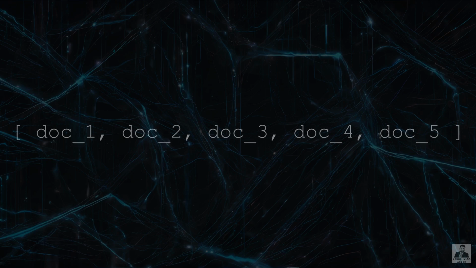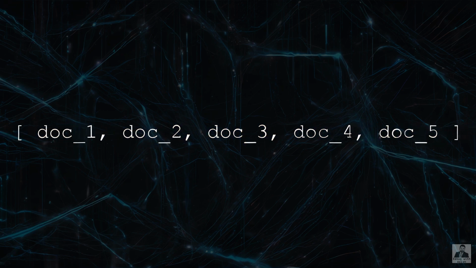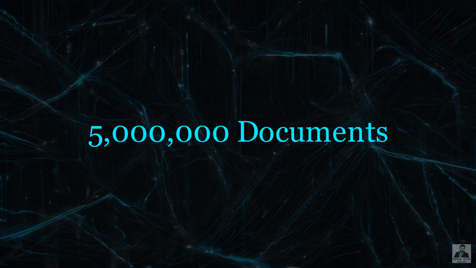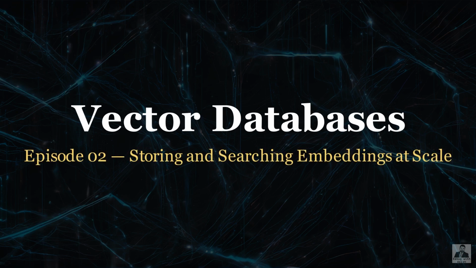In the last episode, we built a semantic search engine by looping through a Python list. That works fine for 5 documents. But what happens when you have 5 million? You cannot loop through 5 million vectors on every single query. That would take minutes. This is exactly the problem that vector databases solve.